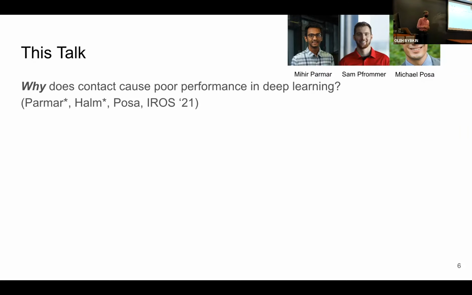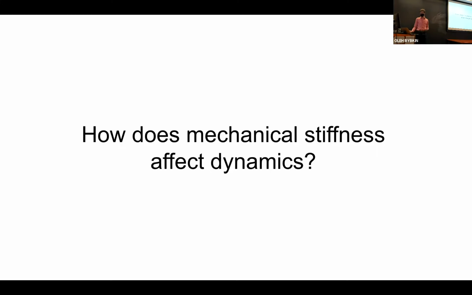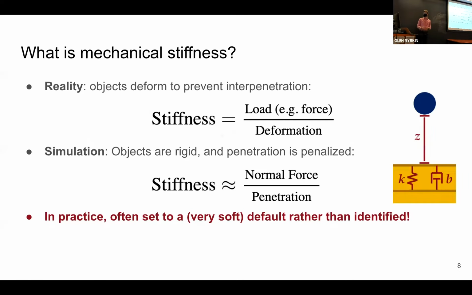Okay, so before we get into how mechanical stiffness causes all these issues, let's first talk about what mechanical stiffness is. In the real world, no two objects can occupy the same space at the same time. Instead, when they collide, they exert forces on each other and deform to prevent interpenetration. Conceptually, stiffness is the ratio of the inner body forces that prevent this interpenetration to the amount of deformation, which is a similar concept to a spring constant.